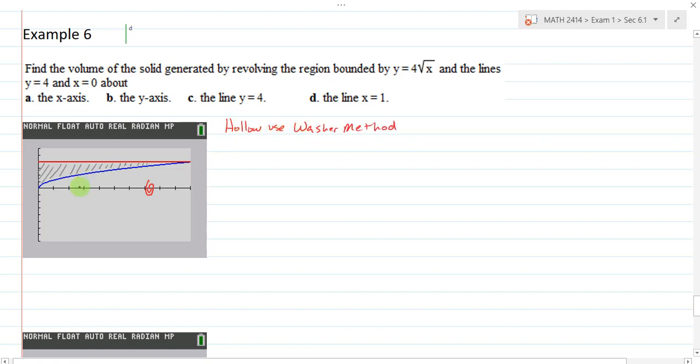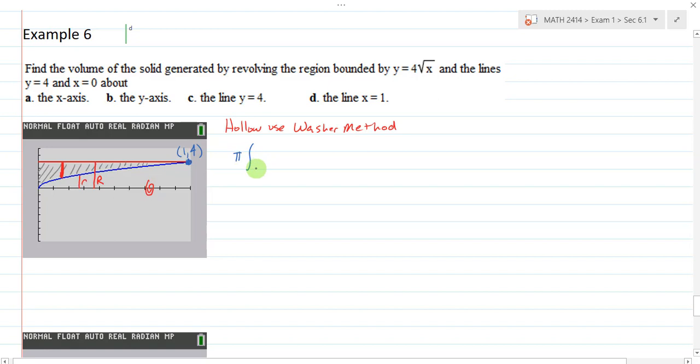So for the washer method, my inner radius would be the distance from the blue line to the axis of revolution, and my outer radius would be the distance from the red line to my axis of revolution. So my representative rectangle is going to look like this. So to set up the integral here, I'm going to use the volume is equal to pi times the integral from where to where. Well, that means that you need to know what these points are. So this is x equals 0. This point right here happens to be, if you set this equal to 4, you would get x equals 1. So this is going to be the point 1, 4.